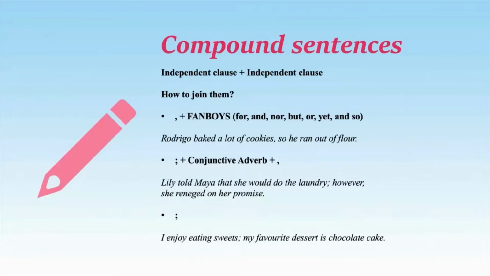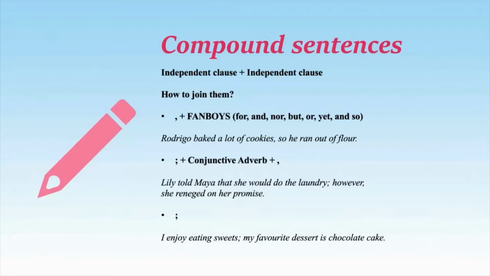As an example, we've got the compound sentence: Rodrigo baked a lot of cookies, so he ran out of flour. The second way to punctuate a compound sentence is by using a semicolon followed by a conjunctive adverb and a comma, as we can appreciate in the example: Lily told Maya that she would do the laundry; however, she reneged on her promise.